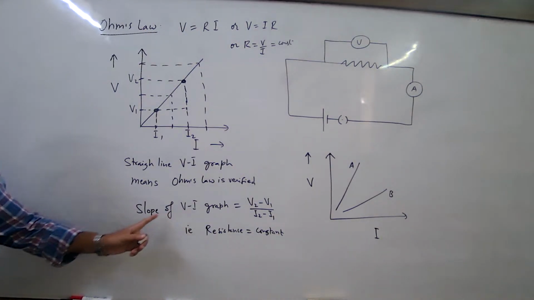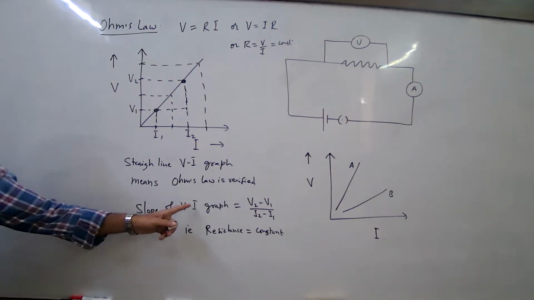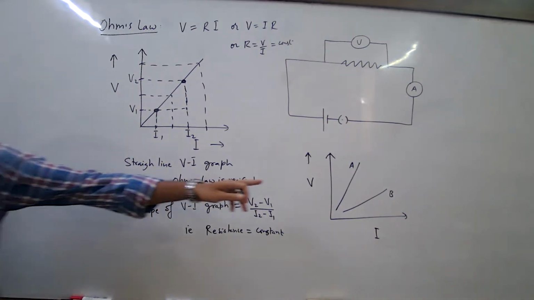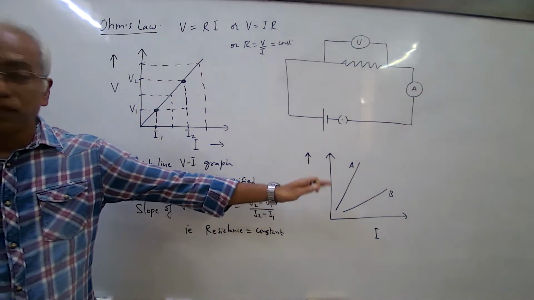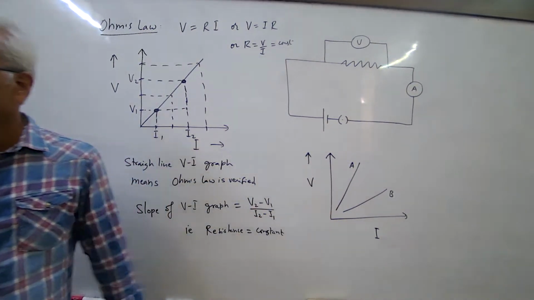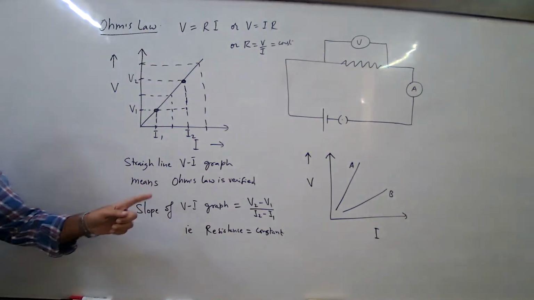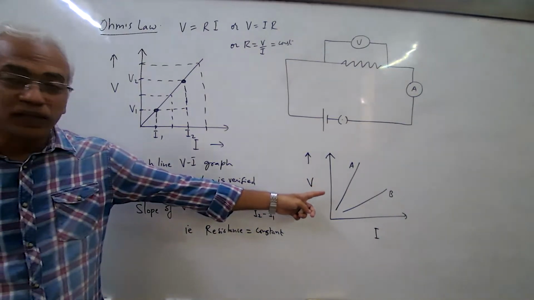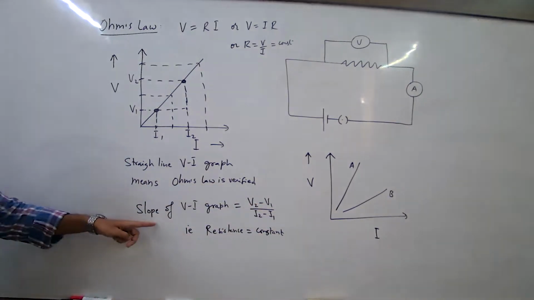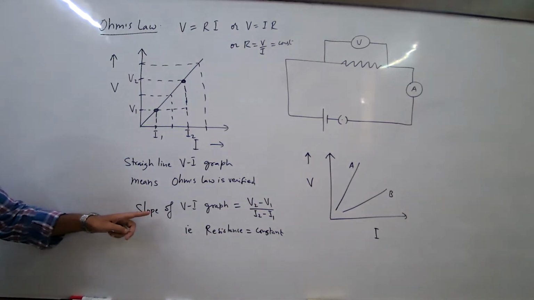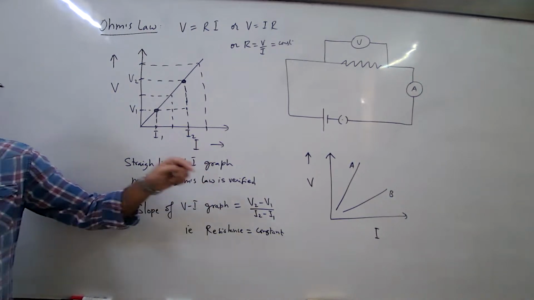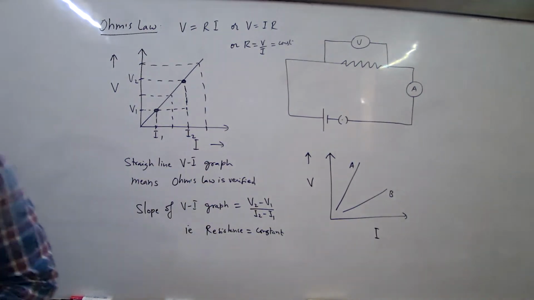What is resistance? Slope of VI graph. Slope is more for A. It is more steep, right? So its slope is higher. Understood? Why is the resistance of A bigger? Because its slope is bigger, and slope of VI graph is resistance. So these kinds of questions might come.